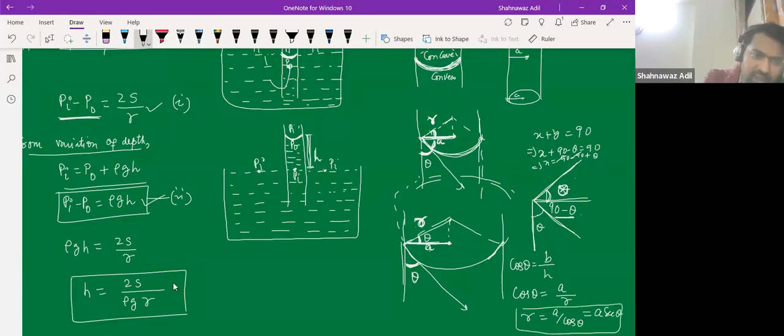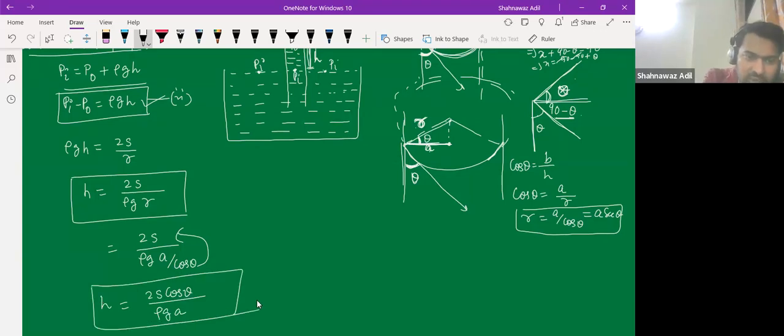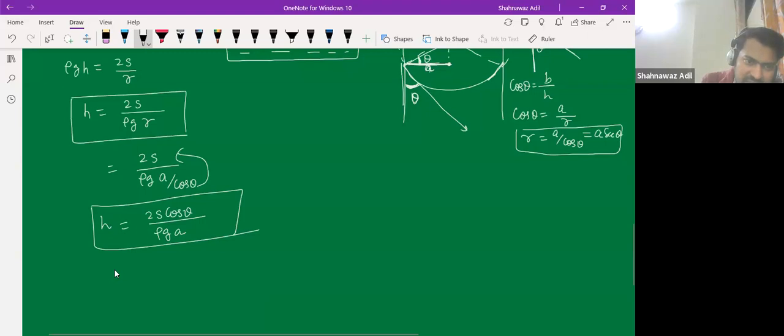Right, so I will put this value in here. So this would be 2s by rho g, and let me write it as A by cos theta. This cos theta will go here. So this is 2s cos theta by rho g. So this would be the capillary rise. So this capillary rise is dependent upon what? This is dependent upon surface tension, this is dependent upon rho, this is dependent upon the radius of the capillary that we are putting.